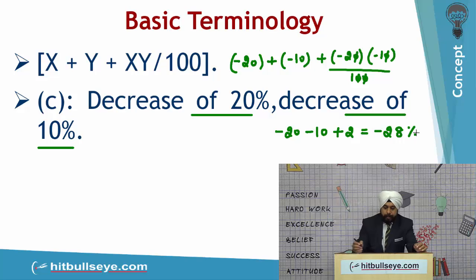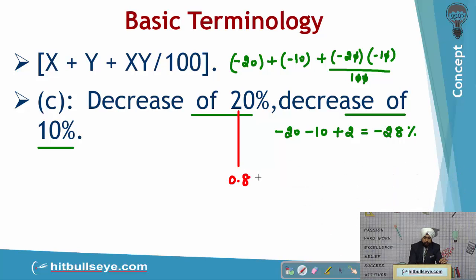Now as per the decimals we learnt, क्या हम कह सकते हैं कि 20% डिक्रीज के बाद हमारे पास जो बच जाता है that is 0.8 and 10% डिक्रीज के बाद जो बच जाता है that is 0.9 and in total it becomes 0.72. And you can say because the original is always 1, so हम कह सकते हैं there is a decrease of 28%. So our answer is 28% decrease.